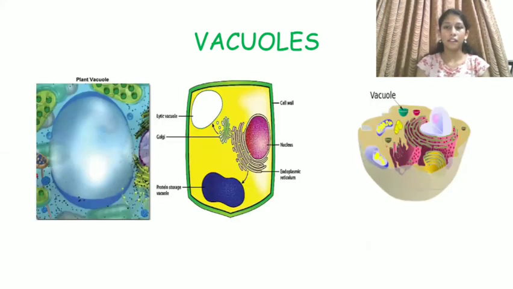So these are the vacuoles. You can see the vacuole here. Almost the whole plant cell is covered with vacuole. This is an animal cell, and the vacuole is really very small. This is also an animal cell, and it is really very small.